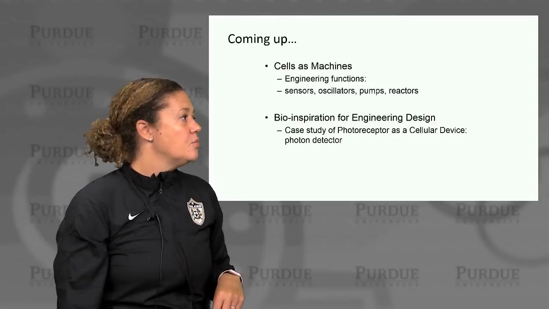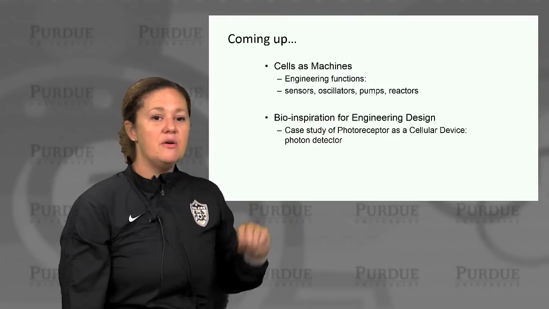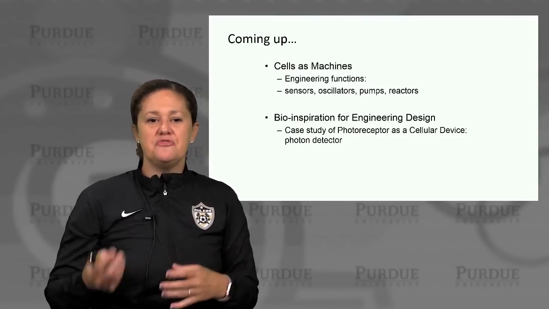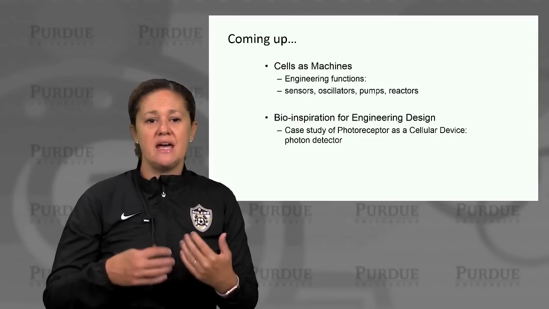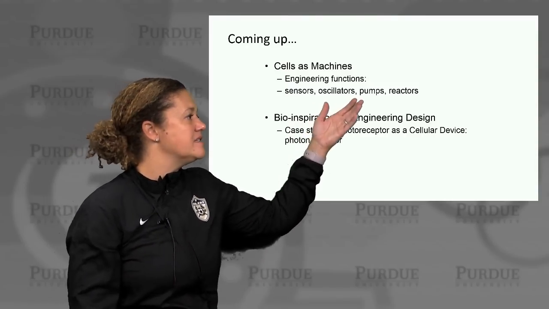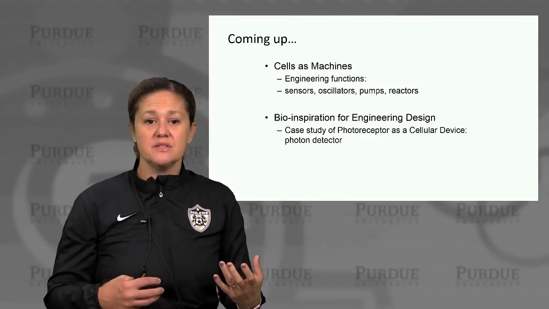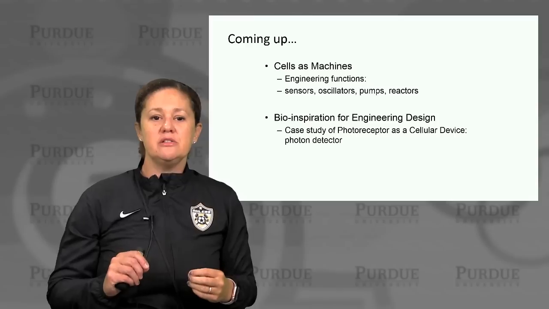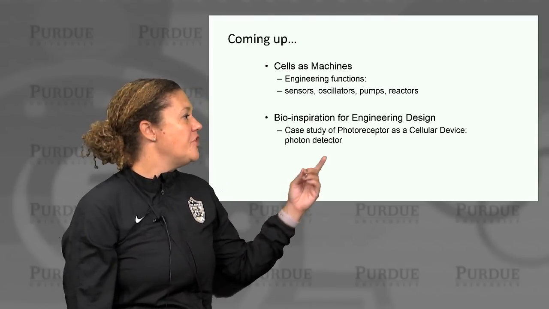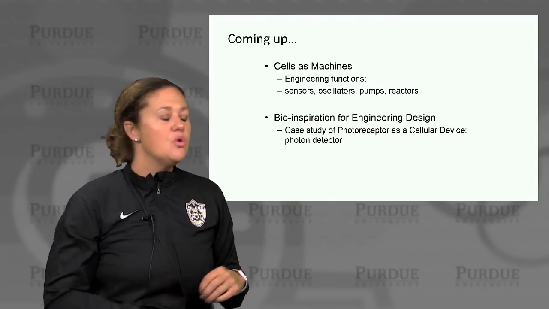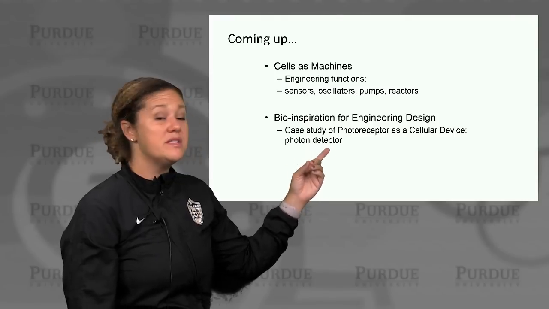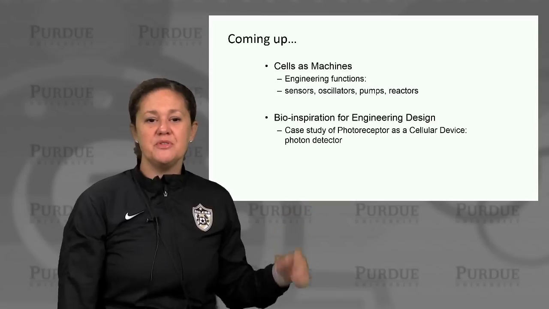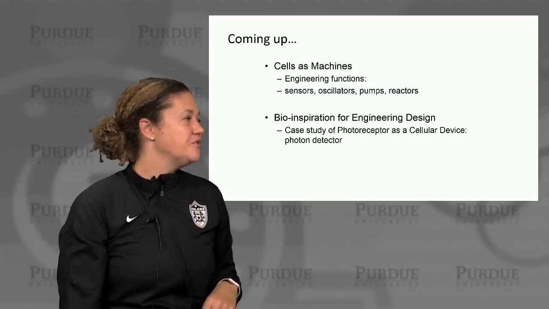Coming up, we will be talking about cells as machines, focusing a little less on their structure and more on their function. What kinds of functions do cells perform that are useful to us as engineers? How do they behave as sensors, oscillators, pumps, reactors? Then we'll also look at bioinspiration for engineering design, particularly a case study of photoreceptors as a cellular device. What is the performance of photoreceptors as a photon detector, and what are the design principles that enable it to achieve those functions?